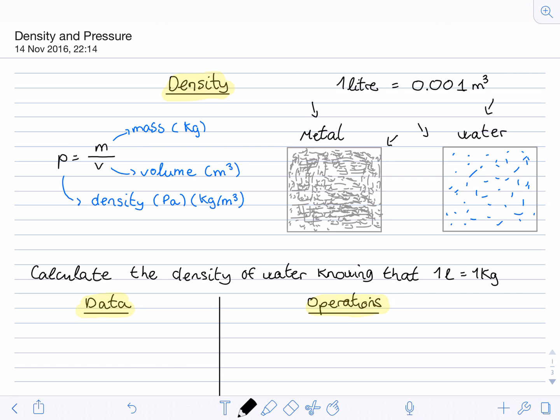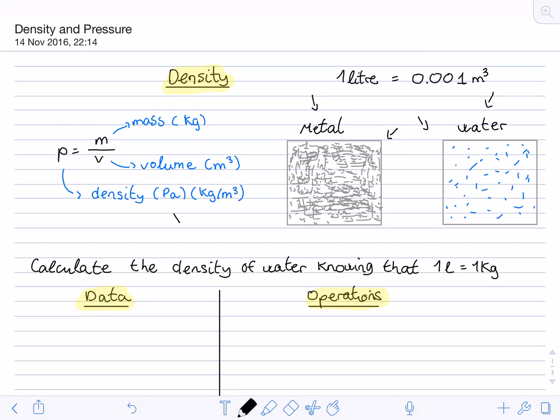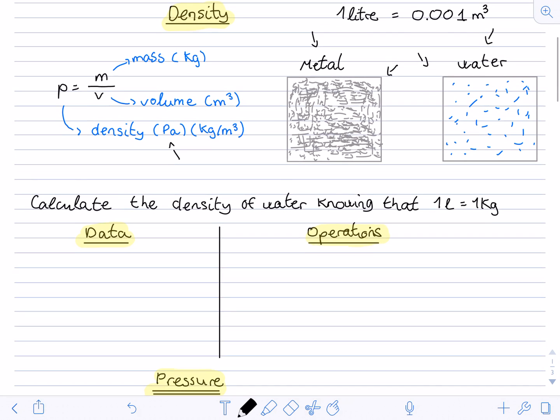So now that we know the definition, density can be measured in the SI unit, which is pascals, Pa, as you can see here. But some people prefer to just say kilograms per meter cube, which is fair enough. So I'm going to be working with pascals, which is the SI, the international system we use all around the world. So let's do a little example.